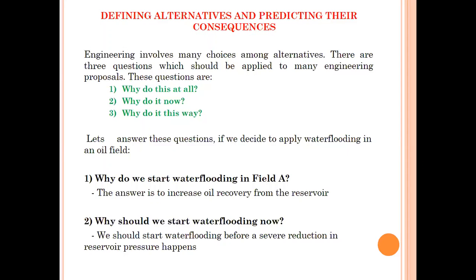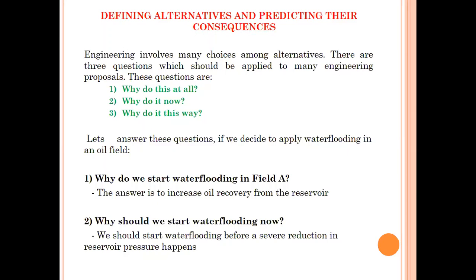questions. For example, at first, we should ask, why do we do this at all, actually? Do we need that, really, or not? The second question is timing. Whether it's the right time for us to do it now or later, okay? And the third, why should we do this in this way, okay?